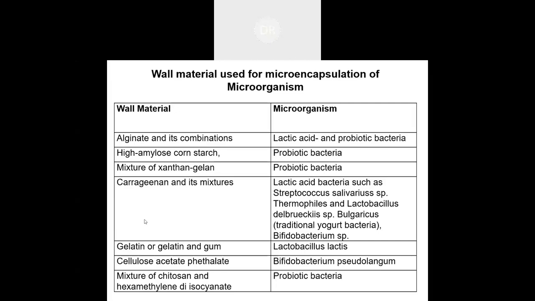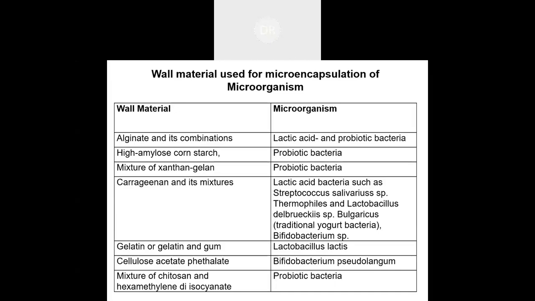Then lactic acid bacteria, such as some strains of the lactobacillus, can be encapsulated using the carrageenan and its mixture. Lactobacillus lactis can be encapsulated with gelatin and its gums. Then mixtures of the probiotics can also be encapsulated by using the chitosan.